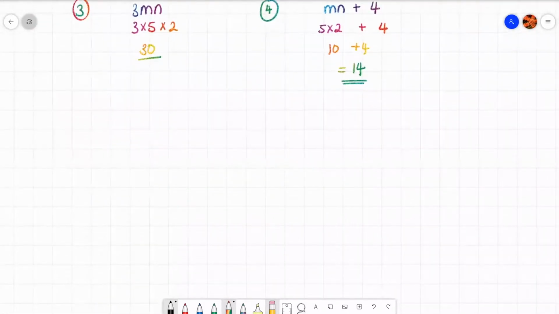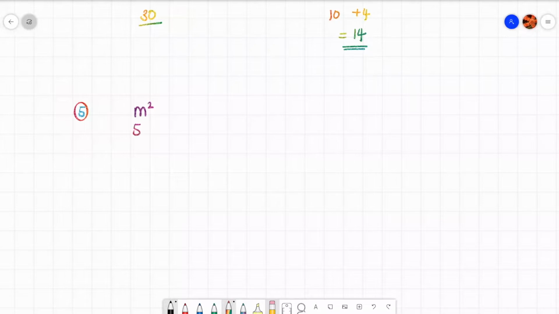What if we had something like this? M squared this time. Well, m is 5, so I'll do 5 squared. 5 squared is 5 times 5, which is 25. Okay. We could also have n squared, which would be 2 squared, which is 4.